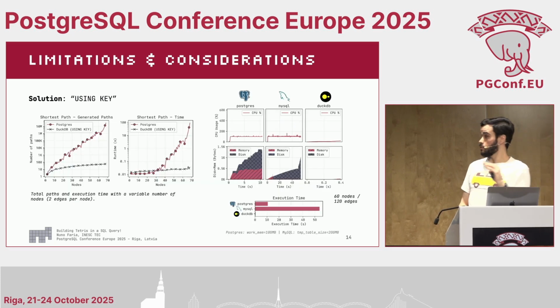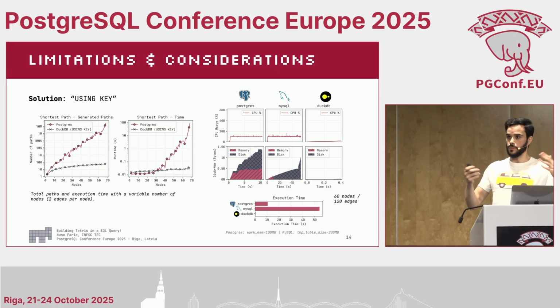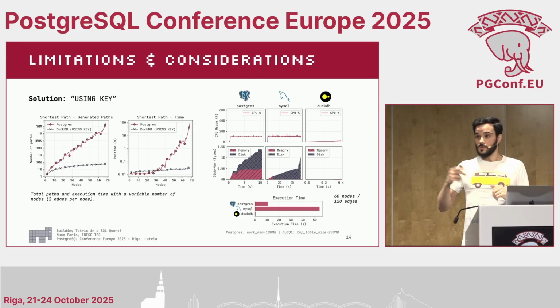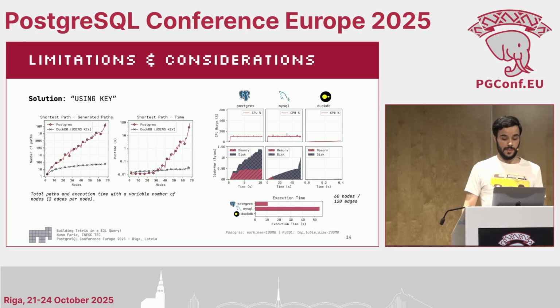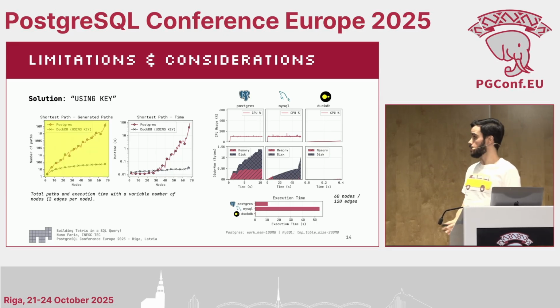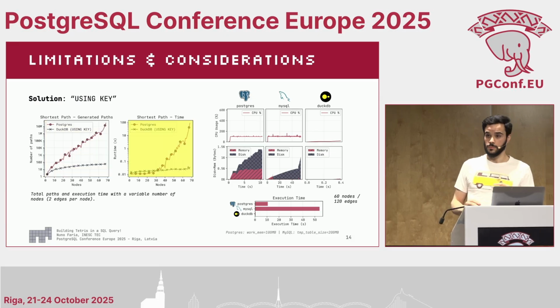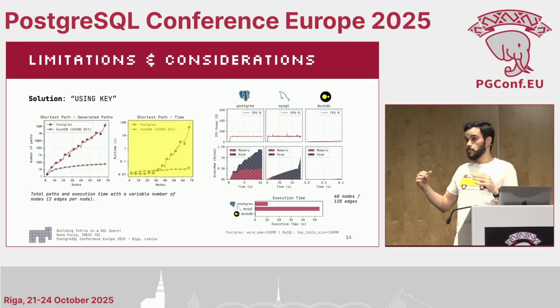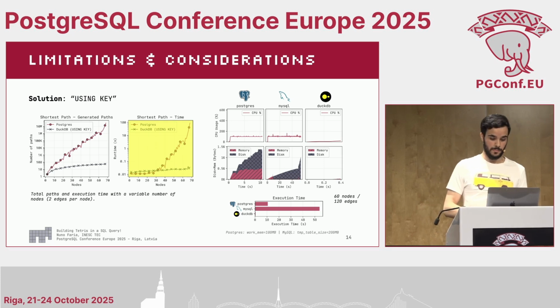And just to show the impact of this optimization, here we have a comparison between Postgres using a regular recursive CTE and also DuckDB with the using key feature. And when we increase the number of nodes in our shortest path example, both the number of paths that are generated and also the runtime increase exponentially in Postgres, while it only increases linearly in DuckDB.